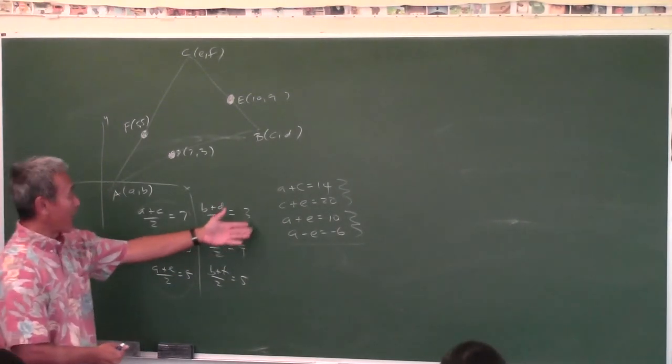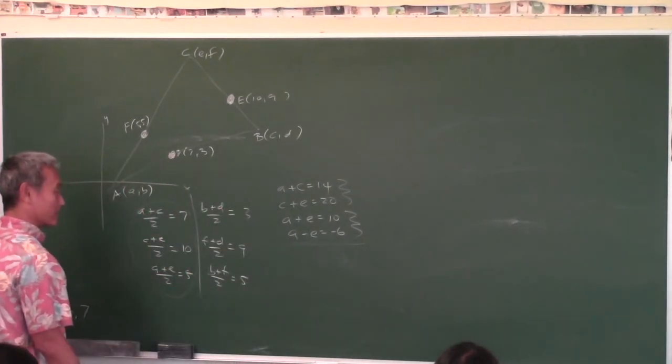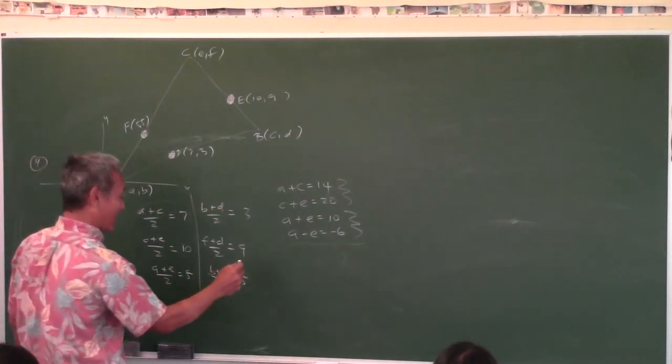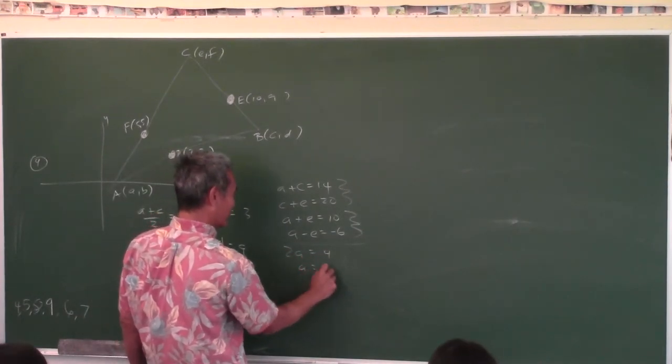It's easy because look, if you add the equations, the E's cancel out. If you subtract, the A's cancel out. So what do you want to do? Add or subtract? 50-50 chance. Add. Okay, add. 2A equals 4, A equals 2.